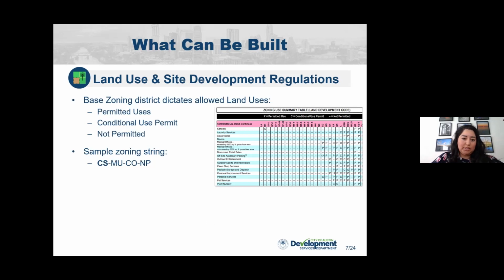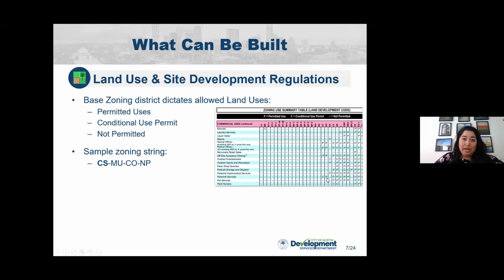And so each one of these districts designates the allowed land uses and site development regulations for the property. So for example, if you want to do a hair salon, which is personal services, all of these that you see here with the dashed line, those are not permitted. That's not a permitted use in that base zoning district. So when you're looking at personal services, you would need to go across and figure out what your base zoning district is and whether or not that land use is permitted.